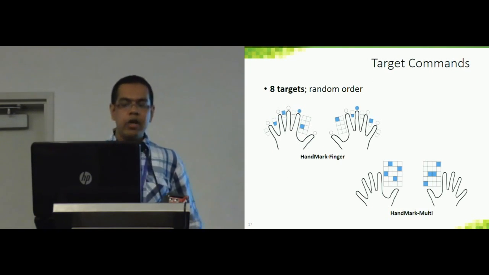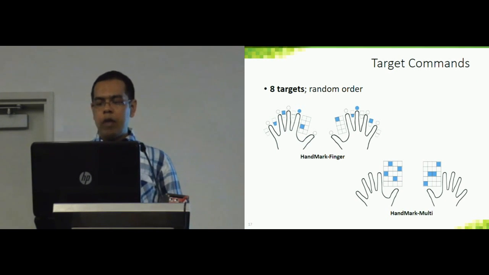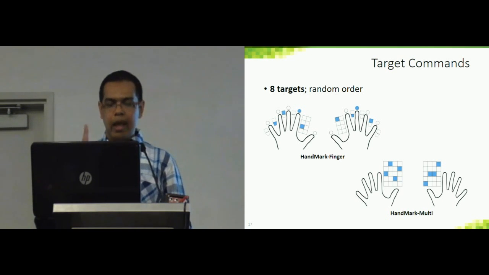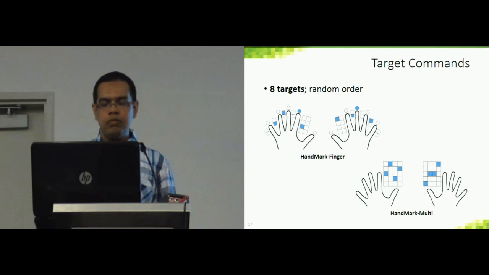Eight targets were used in the experiment, and they appeared in random order before the participants, and you can see the location here for both of the techniques. We have used only 8 targets in the experiment so that participants could easily familiarize with them.